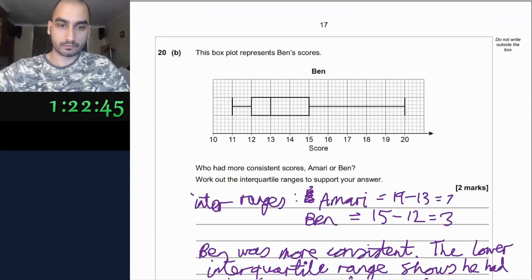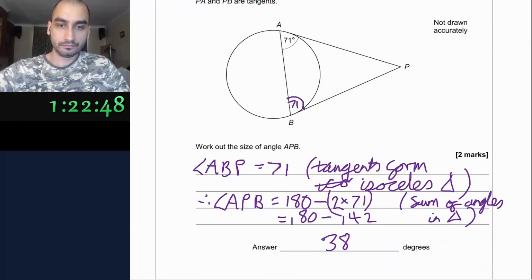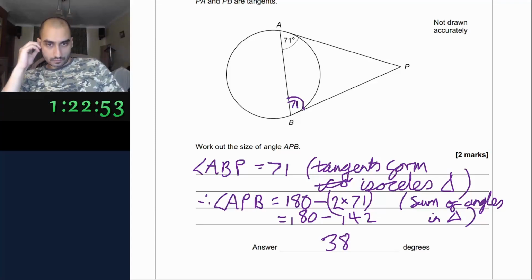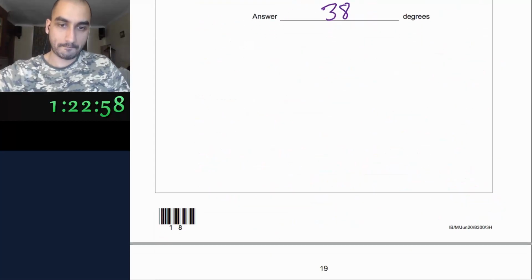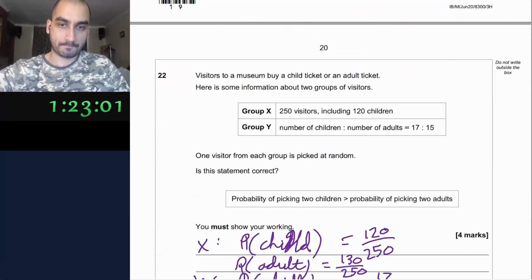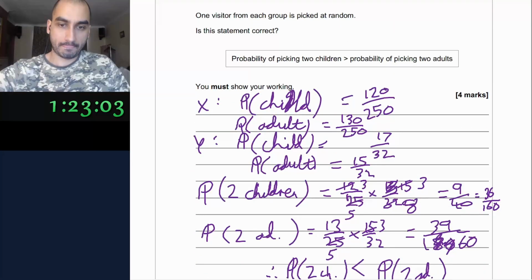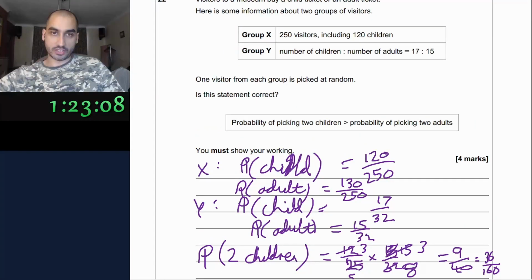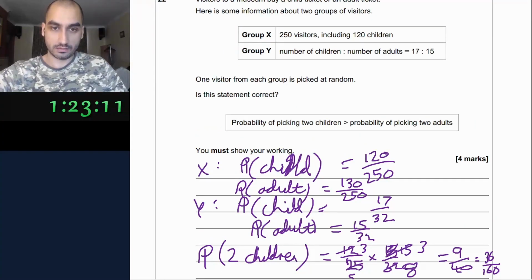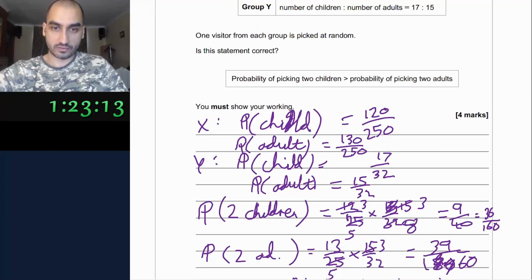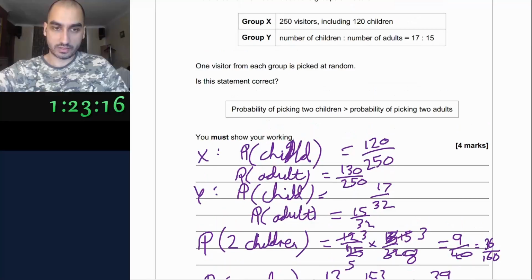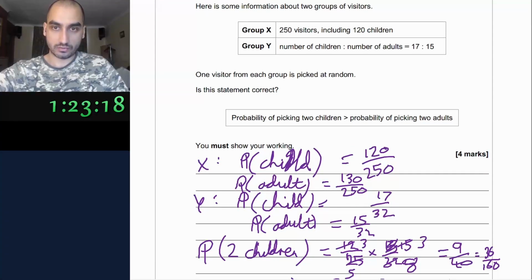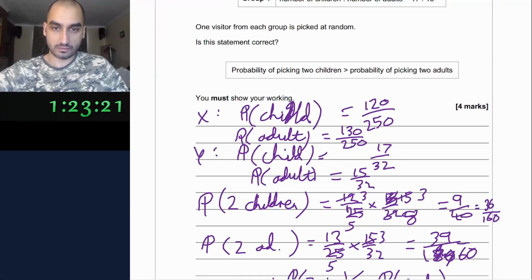Happy with this one. Yep. Yep. Did I get this one right? Calculate this one right. So we've got probability of a child is 120 out of 250. Adult 130 out of 250. Child and Y is 17 out of 32. And 15 out of 32.